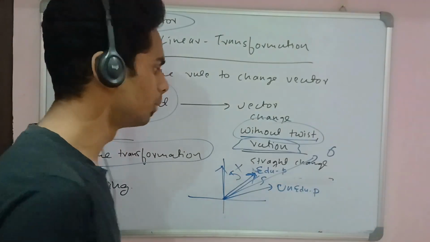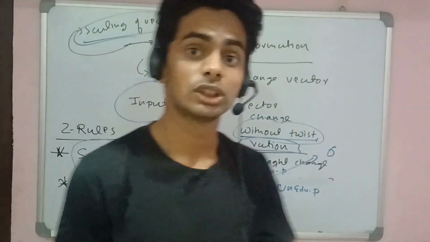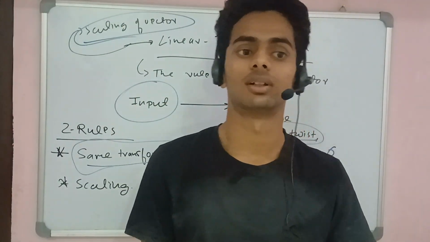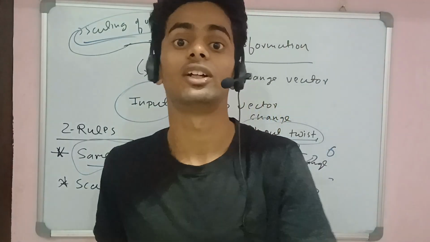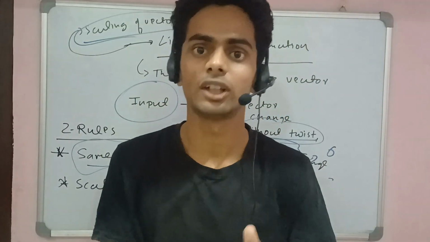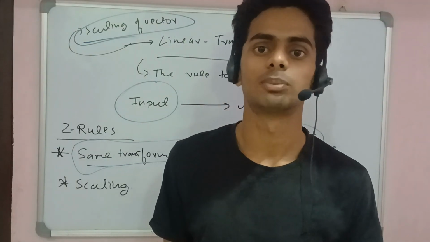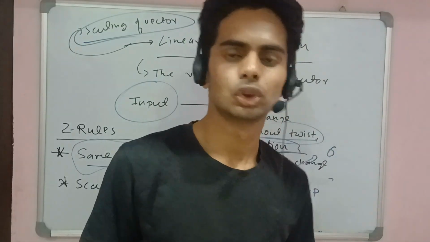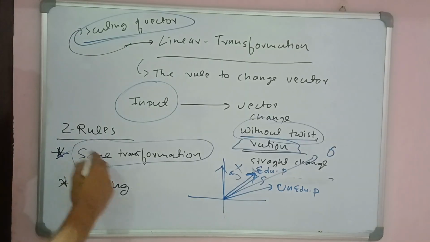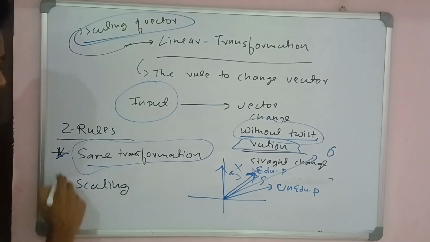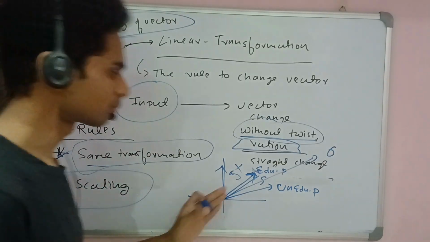You can also reverse the vector, but you are not going to rotate it to give a different dimension or different features. If you rotate the vector, the features will be rotated and everything changes. So the first condition applies. The first rule is same transformation. The second rule is about scaling.